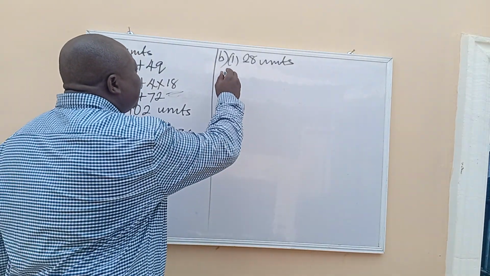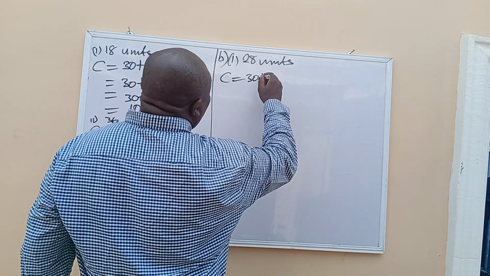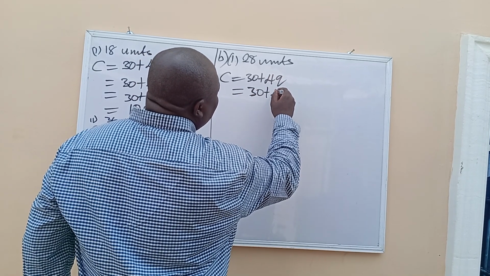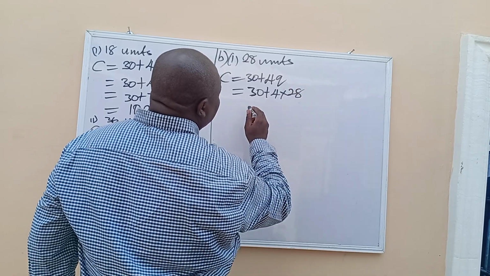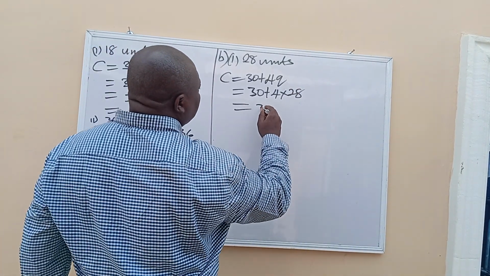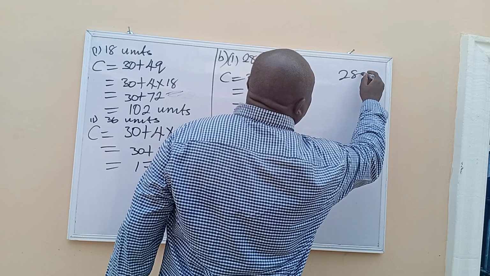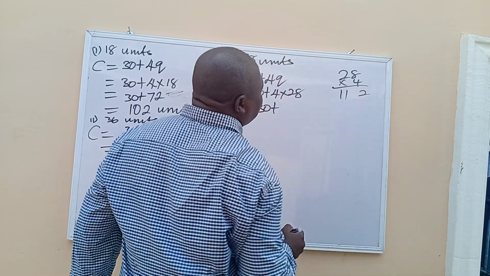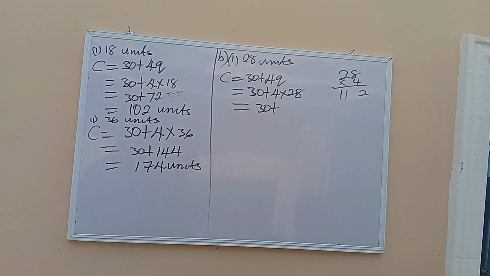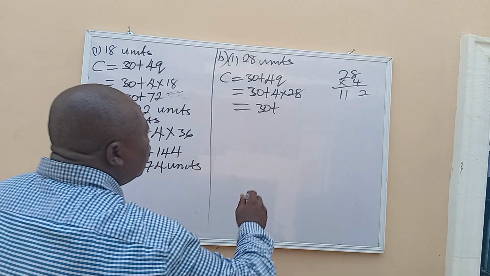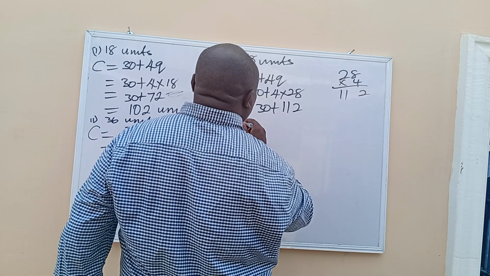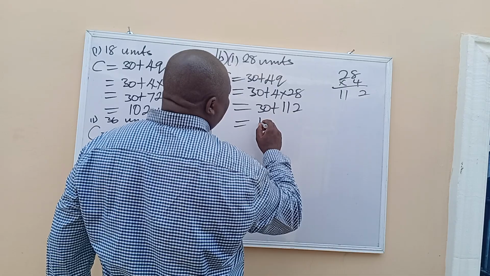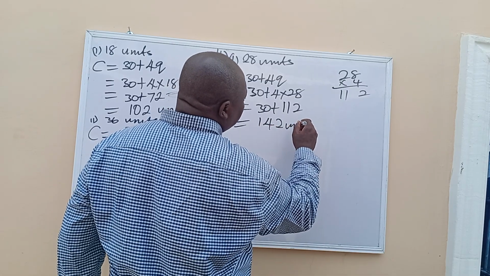How do we do that? We still use the same equation, 30 plus 4Q. So in this case, our Q is 28. Let's multiply it. 4 times 8 is 32, keep 3. 4 times 2 is 8, plus 3 is 11. So 112. Add it together, it will be 30 plus this, 142.